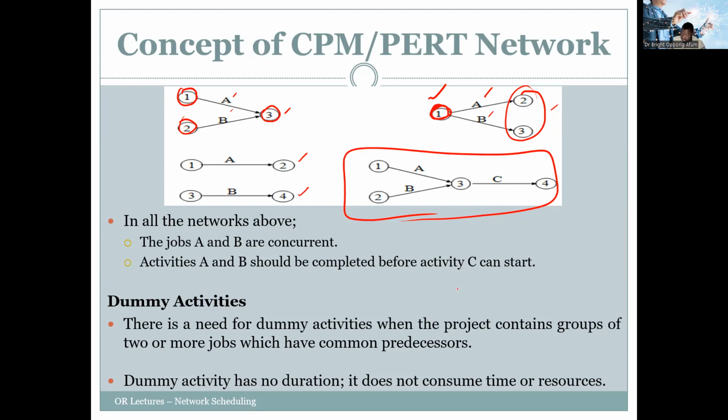So for instance, I have node 1 and node 2, and I have activity A and activity B following like that. Something like this is not correct. It is incorrect. You cannot have two different activities having the same start node and the same end node. If that is so, then you need to create a dummy activity. We'll look at an example for us to appreciate what we are referring to.